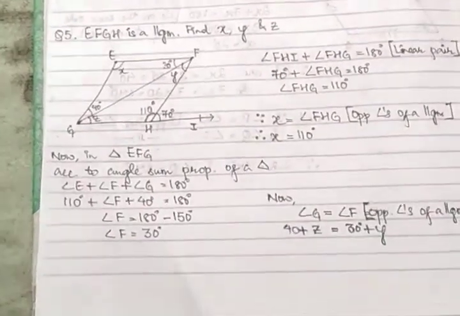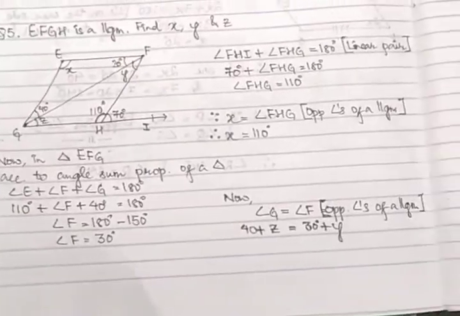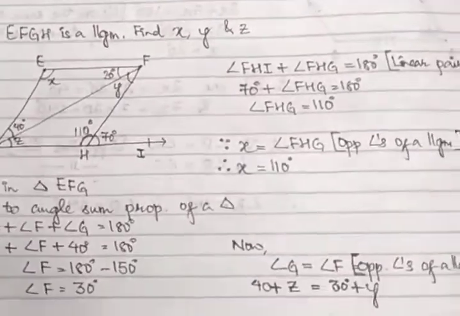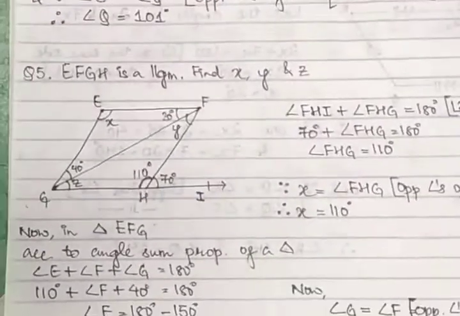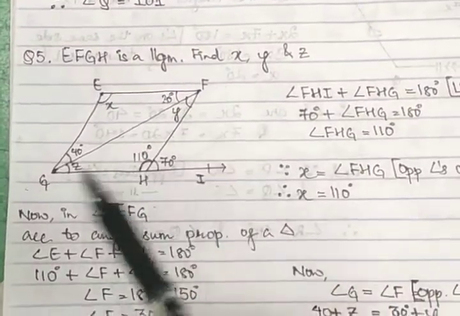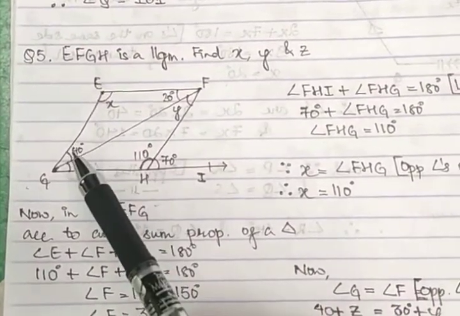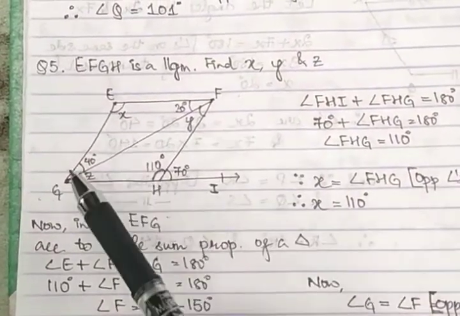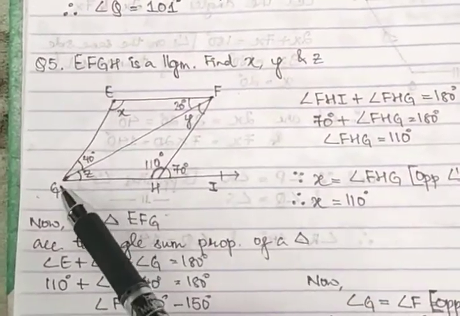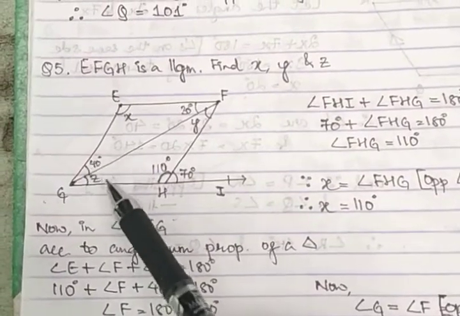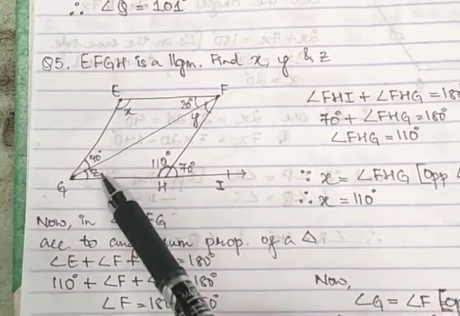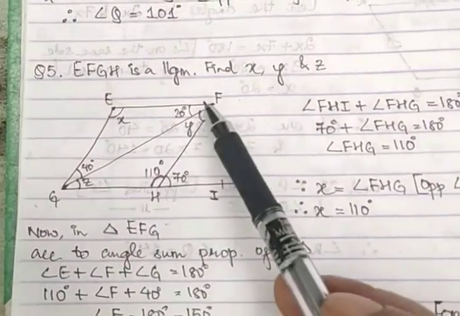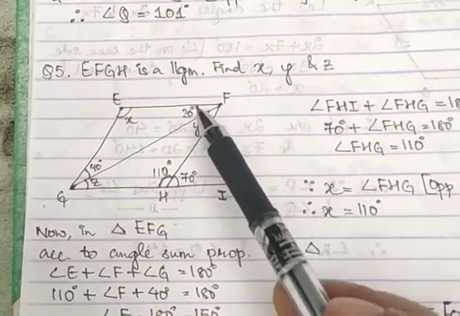This EFGH is a parallelogram, isn't it? EFGH is actually a parallelogram. So what I just said is, if you take this as a parallelogram, opposite angles are equal. We know that angle G is actually a complete angle, isn't it? It's been divided into two small angles, 40 and Z. Similarly, angle F is divided into two angles, that is 30 and Y.